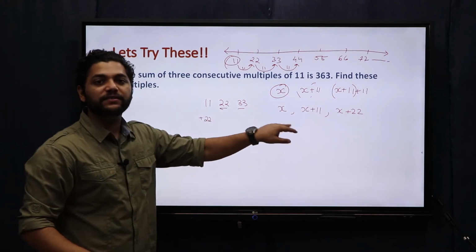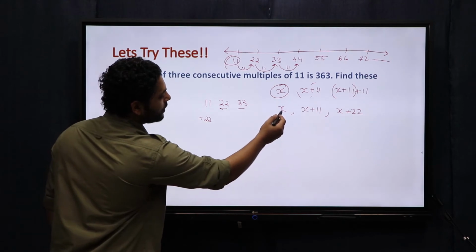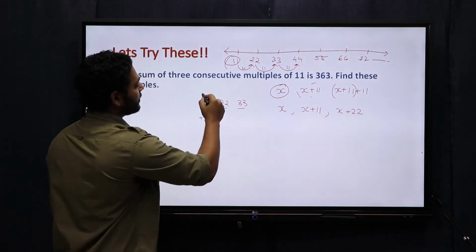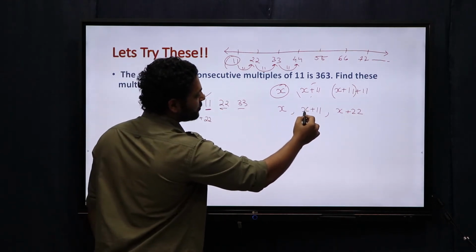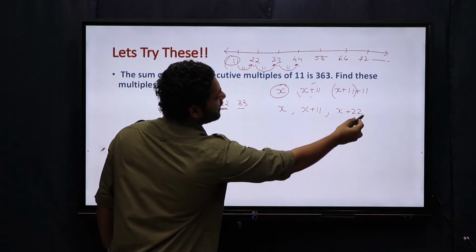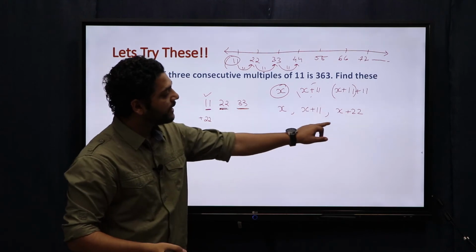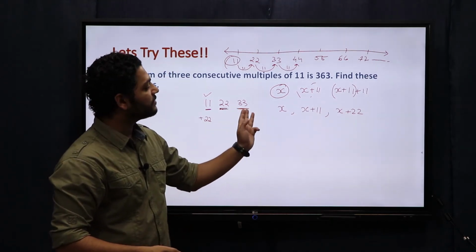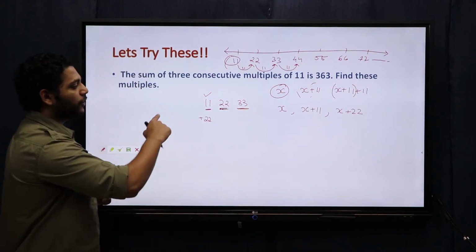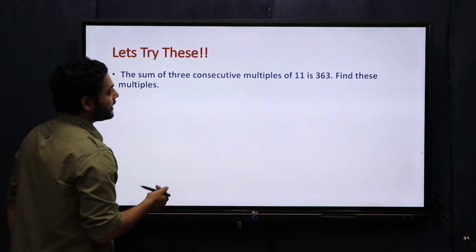Let us just try if our representation is correct or not. If I put x equal to 11, the first thing, 11, correct. X is 11 here, so 11 plus 11, 22, right. X is 11, 11 plus 22, 33, correct. So I can say that this representation is right for three consecutive multiples of 11, right. I hope this was clear. I'll just remove these things and write it again.